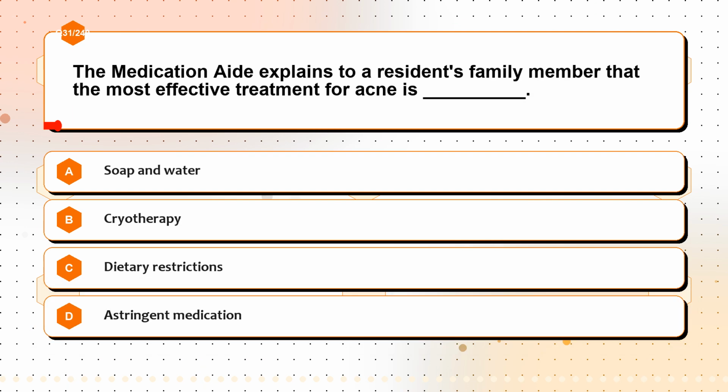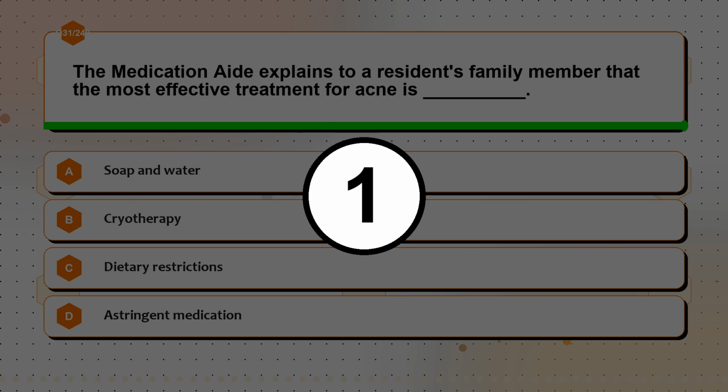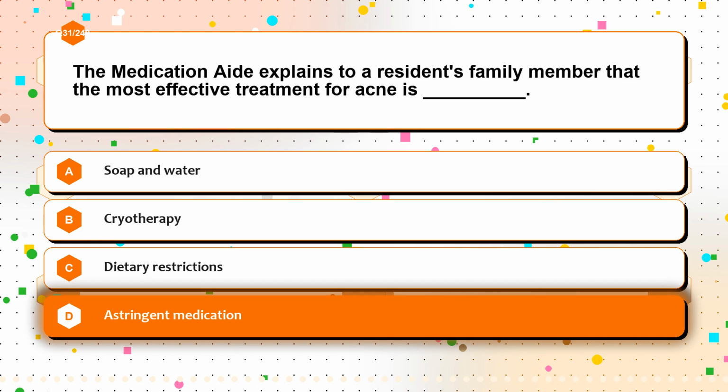Question 31. The medication aide explains to a resident's family member that the most effective treatment for acne is what? Here are the options. Option A, soap and water. Option B, cryotherapy. Option C, dietary restrictions. Option D, astringent medication. The correct answer is option D, astringent medication.